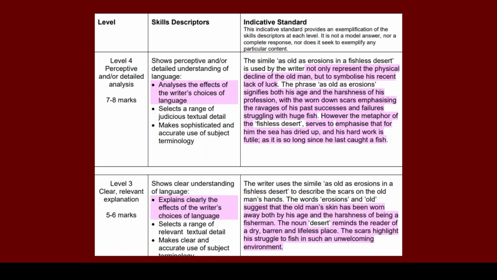So lastly, we're going on to level 4, and as you can see in the level box, it says perceptive and/or detailed analysis, which means it's still clear and relevant. Of course it's still clear and relevant, but it's perceptive as well, and it's detailed. So it's a suggestion of what's going on, and we're also seeing representations, we're seeing symbolisms, all that kind of thing. So not only does it say this is the effect that's going on, but it analyses the effect. It says why the writer wants that effect.